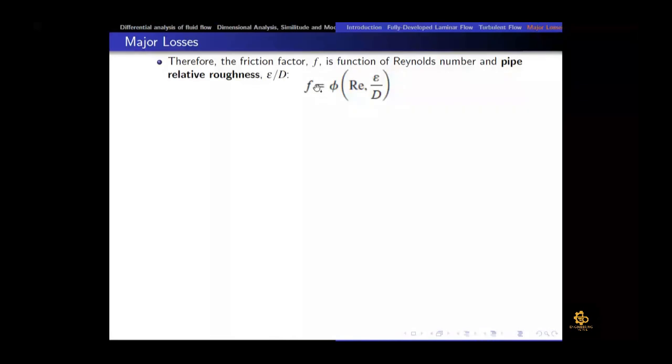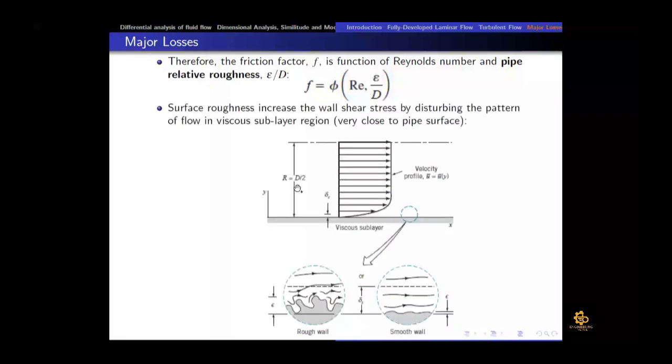Now, it means that if we want to calculate the friction factor for the turbulent flow, then, because for the laminar flow it was only a function of Reynolds number, 64 upon Reynolds number, if you remember from the beginning of today's lecture, but for the turbulent flow we also need to include the roughness element. So why do we need roughness to be considered for the turbulent flow?